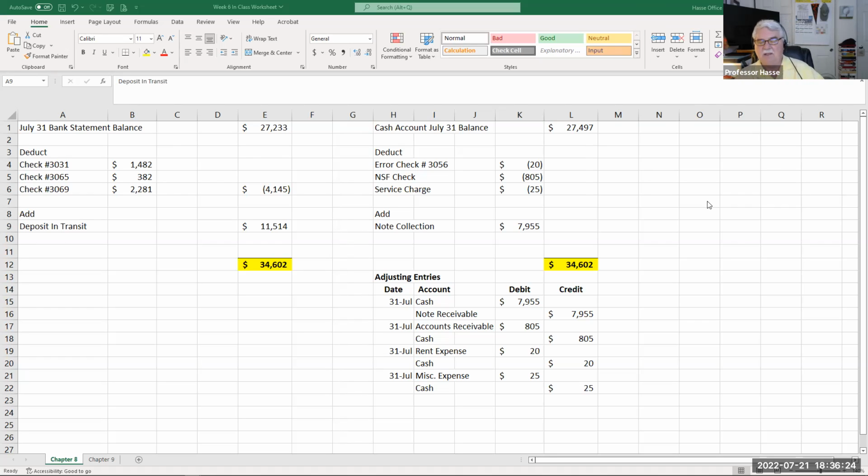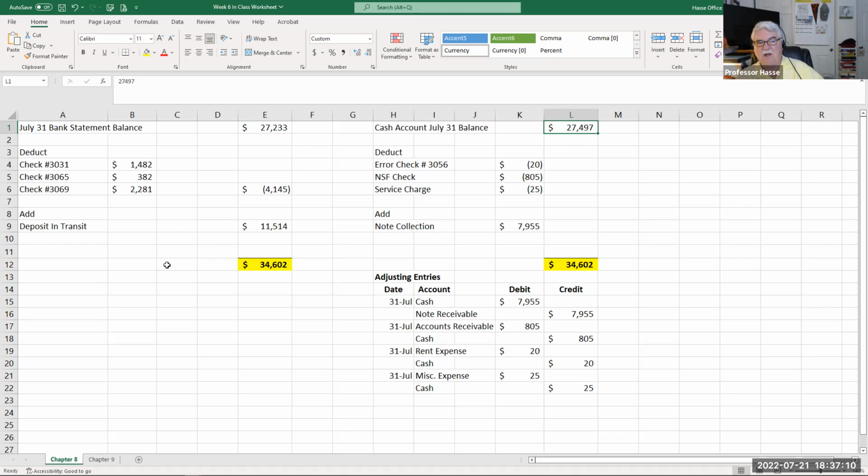So here's a company's bank account and their cash ledger balance on July 31st. They have $27,233 in the bank. They have $27,497 in their cash account ledger balance. So what you do now is you reconcile. If something appears on the bank statement that is yet to appear in your cash account, you have to reconcile it. If something appears in your cash account but has yet to be involved in your bank statement, you report it over here.